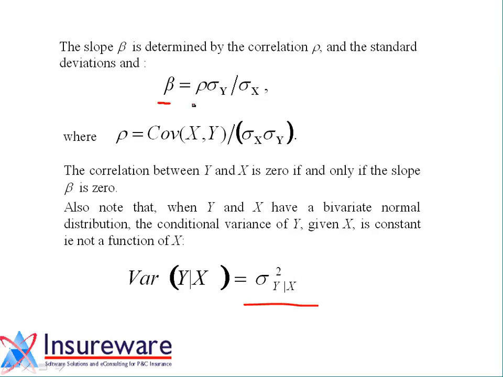The slope of the line, beta, is related to the correlation between y and x, so it equals the correlation multiplied by the standard deviation of y divided by the standard deviation of x. And correlation in statistics is a definition. This is the way correlation is defined. It's the covariance divided by the standard deviation of each variable. Now, if the correlation equals 0, then the slope of the line is 0, and vice versa. If the slope of the line is 0, then the correlation equals 0.